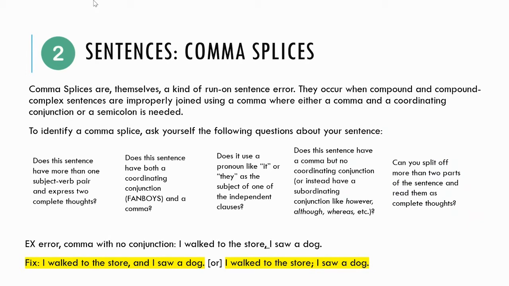Take a look at this example of a sentence containing a comma splice. I walked to the store, comma, I saw a dog. This sentence contains a comma with no coordinating conjunction and thus creates an error. One possible fix for this could be I walked to the store, comma, and I saw a dog. Another possible fix for this could be I walked to the store, semicolon, I saw a dog. Similar to how you fix a run-on sentence, you can fix a comma splice by replacing the comma with a period or semicolon, or by adding a coordinating conjunction after the comma.